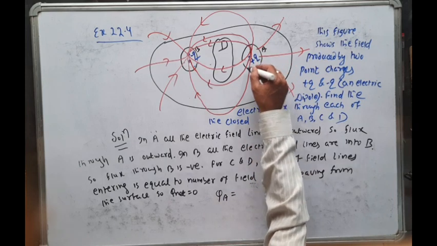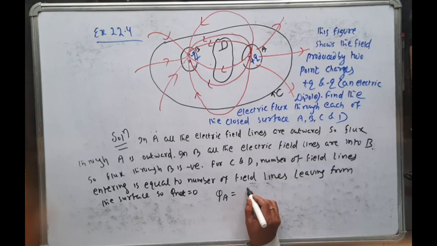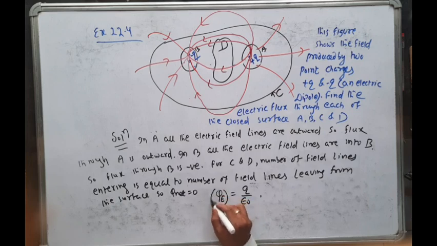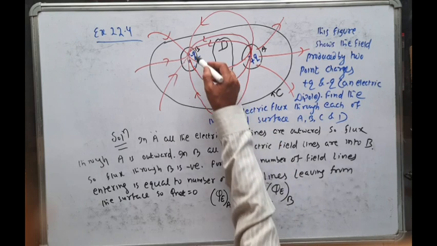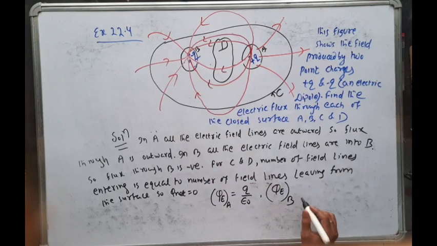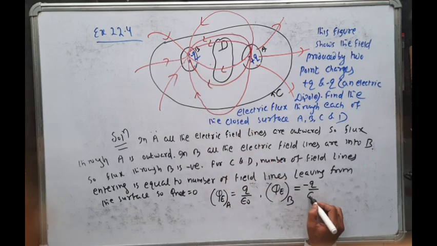Within A, what is the charge enclosed? That is plus Q. So according to Gauss law, phi A is equal to Q by epsilon naught. This is the electric flux for the A surface, equal to Q by epsilon naught. Then we will find the electric flux through the B surface. Within this B closed surface, there is only one charge, that is minus Q. So according to Gauss law, the net charge divided by epsilon naught, net charge is nothing but minus Q, divided by epsilon naught.